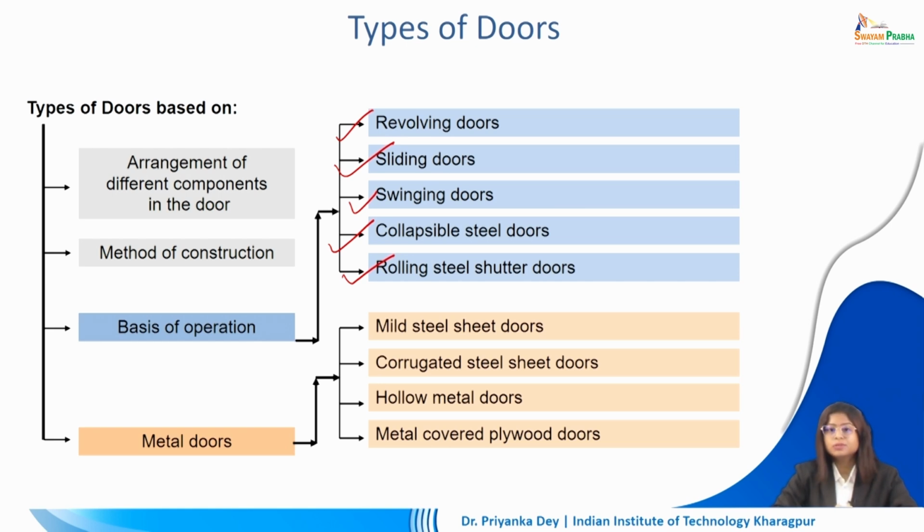For metal doors, we can further classify them into mild steel sheet doors, corrugated steel sheet doors, hollow metal doors and metal covered plywood doors. So, that means we can classify our doors on the basis of, number one, arrangement of the different components in the door, two, the method of construction, three, the basis of operation, and four, we can further subclassify metal doors.